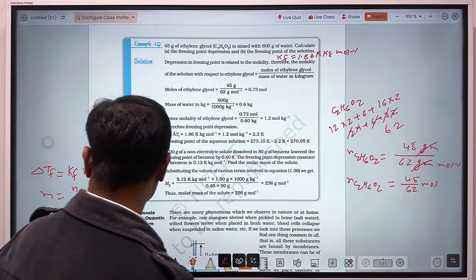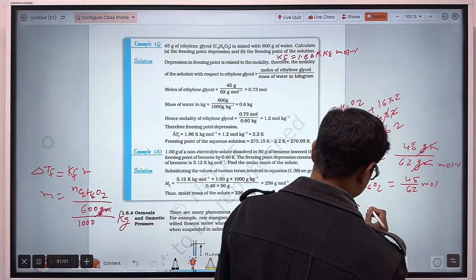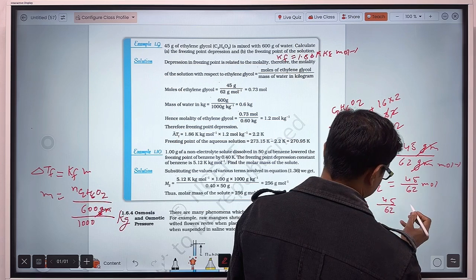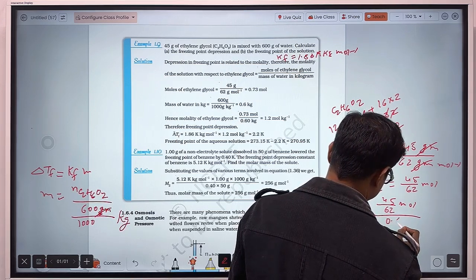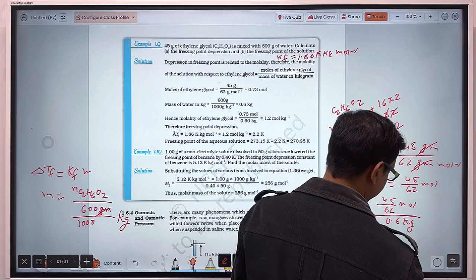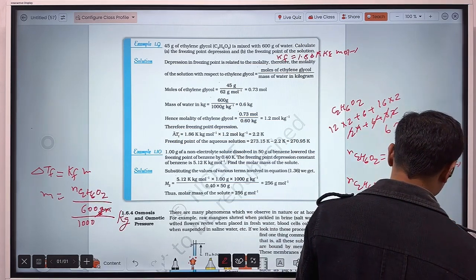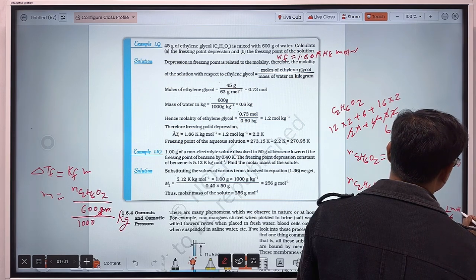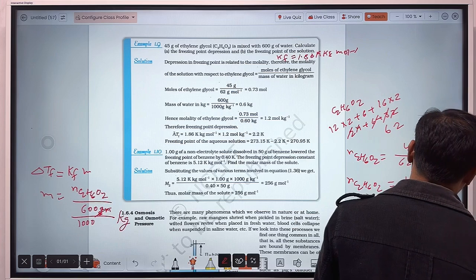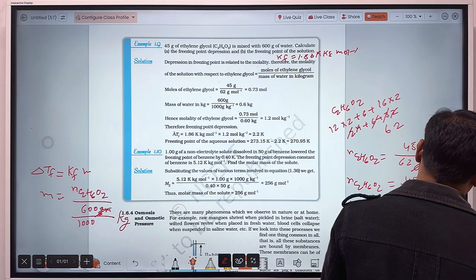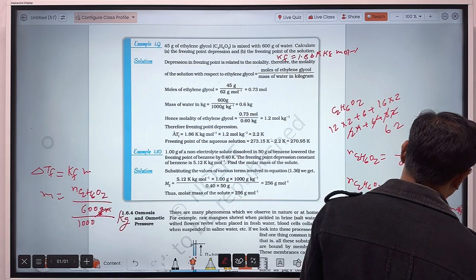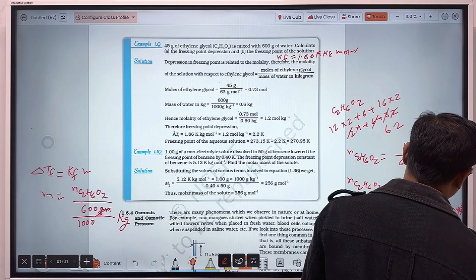Here the mass of water is 0.6 kg. So molality will be 45 upon 62 mole upon 0.6 kg. This is the main division line. So that will be equal to 45 upon 62 into 1 upon 0.6, mole per kg. That will be 75 upon 62 mole per kg.